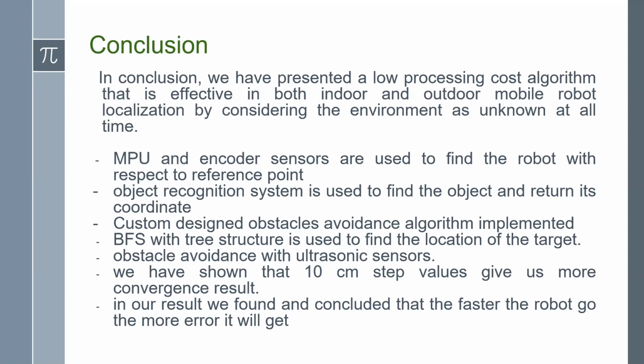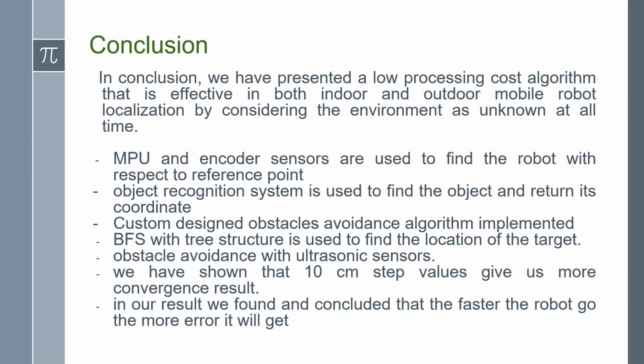The object recognition used to find the object is used to give the robot the angle or the location of the object in relation to the robot at that time. The custom designed obstacle avoidance is implemented. We used breadth first search, assuming that the environment looks like a tree structure.